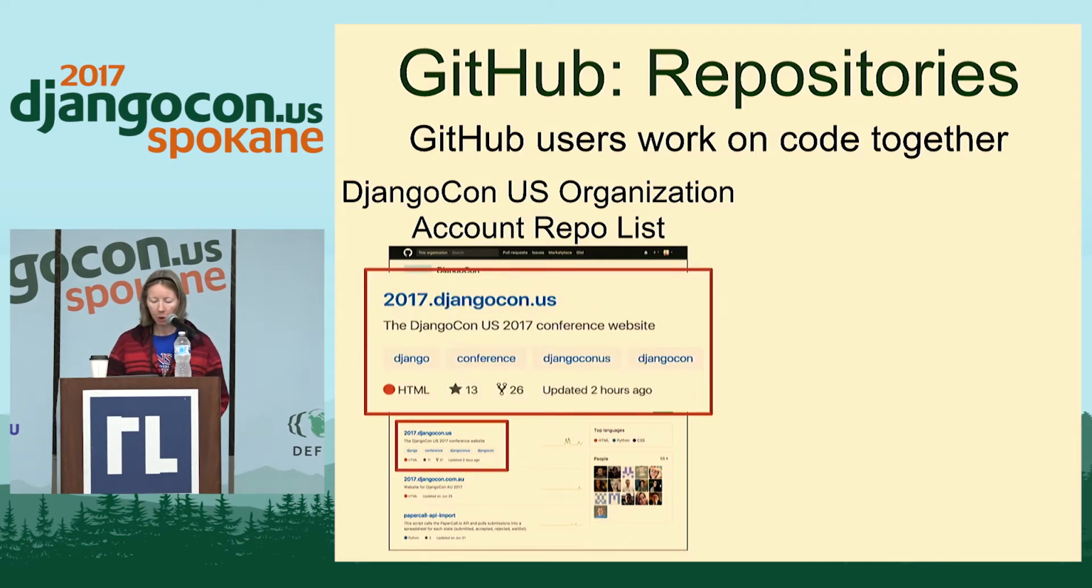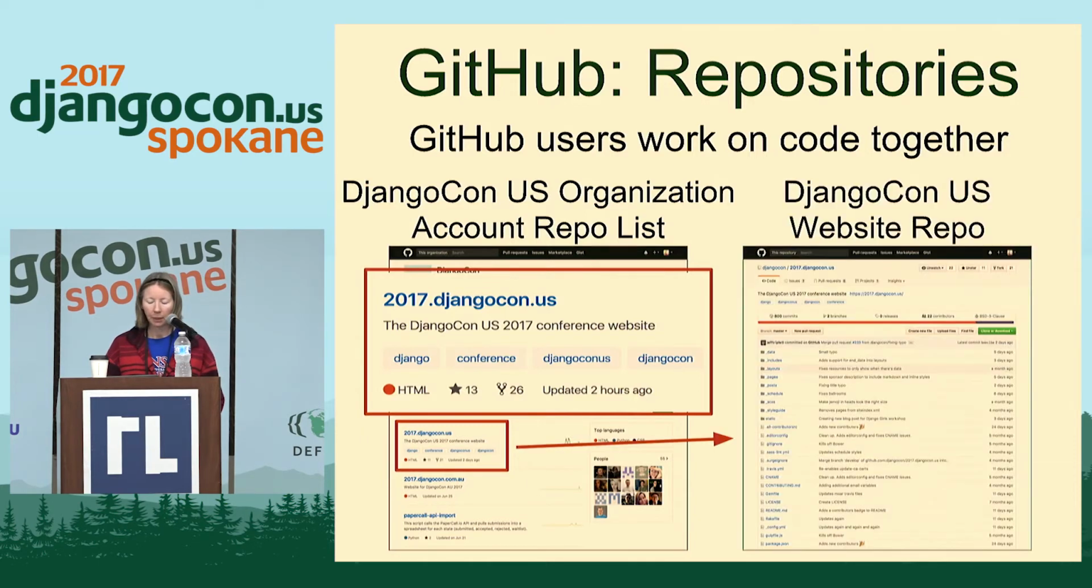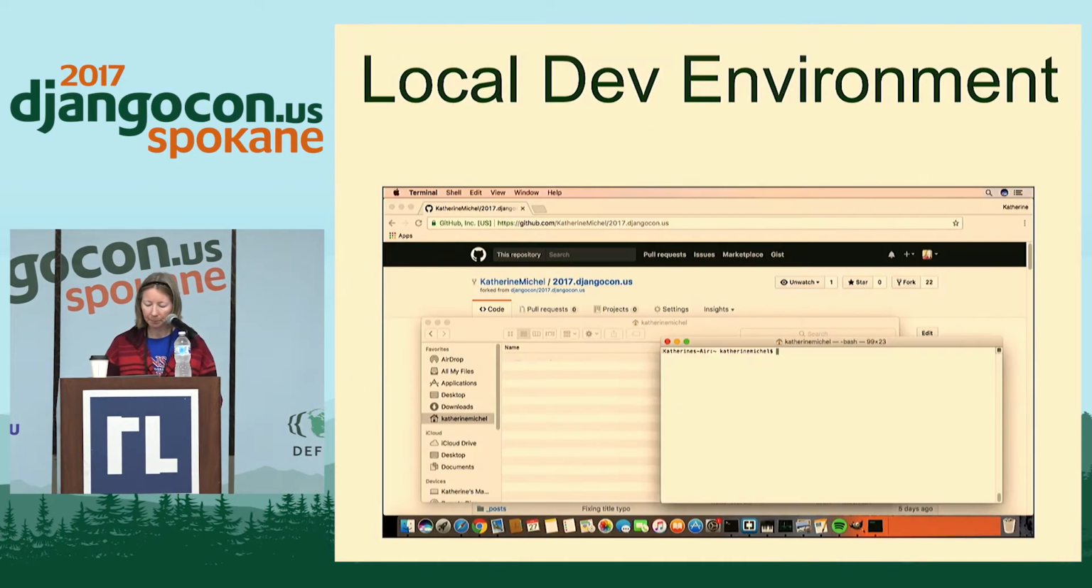For example, if you go to the DjangoCon US organization account, you'll see a list of repos, and at the top of this particular screenshot is the DjangoCon US website repo. So if you click on the hyperlink, it will open up the repo and you can see the files and the folders, and you can look through the code for the website.